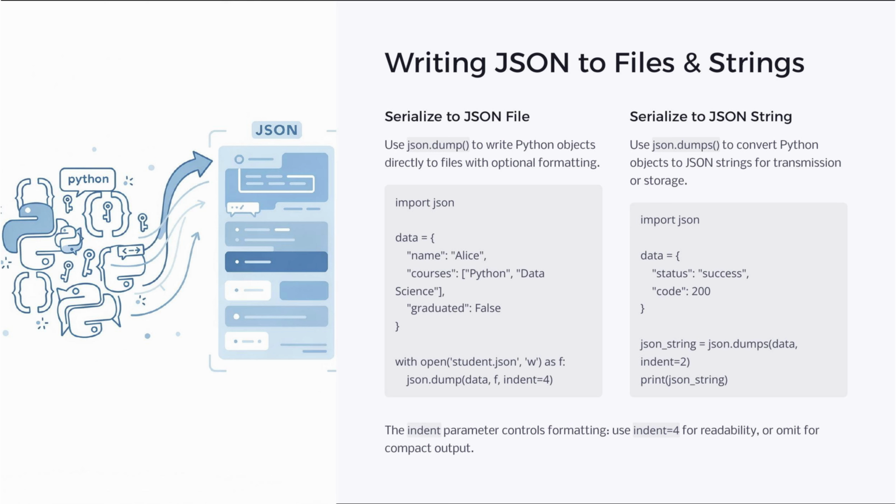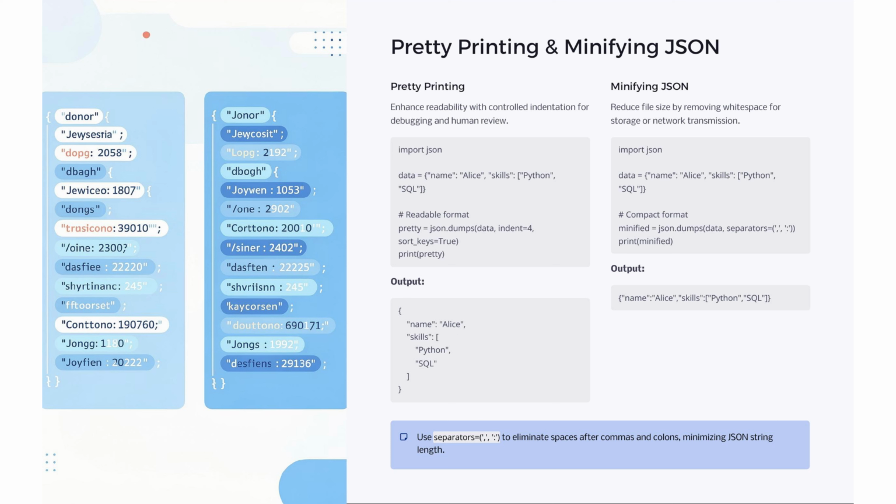Adjust the indent parameter for desired output format. Pretty printing JSON enhances readability by using indentation, making it ideal for debugging and human review. Use json.dumps with indent=4 and sort_keys=True for a structured output.